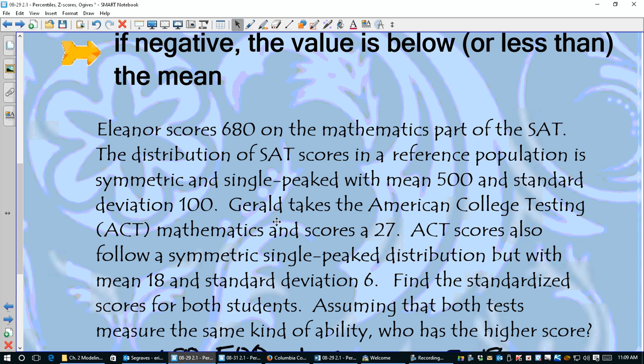Gerald doesn't take the SAT, he takes the ACT. And in the mathematics section, he scores a 27. The mean of those test takers was 18 and the standard deviation was 6. So what we want to do is compare the z-scores to one another, to compare Eleanor to the entire population taking the SAT, and Gerald to the entire population taking the ACT. That allows us to compare them to one another to see who has the higher score.